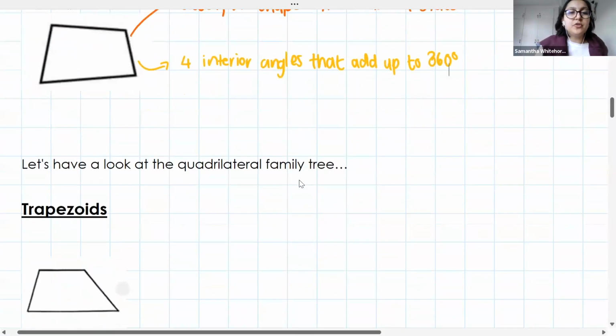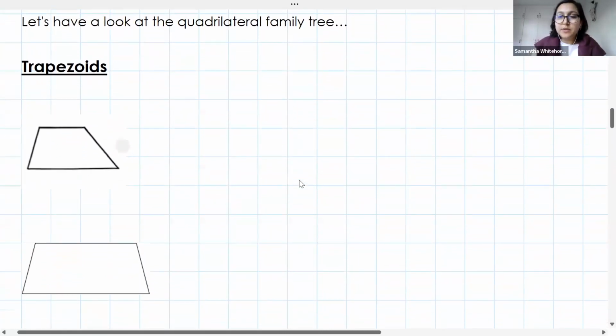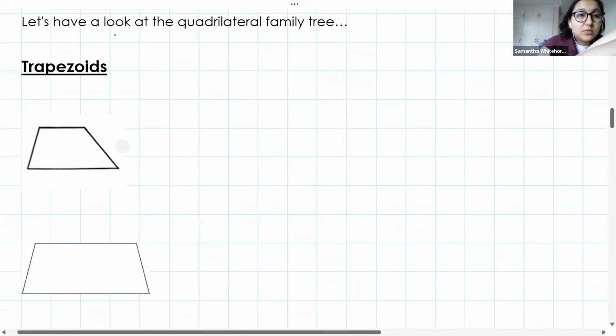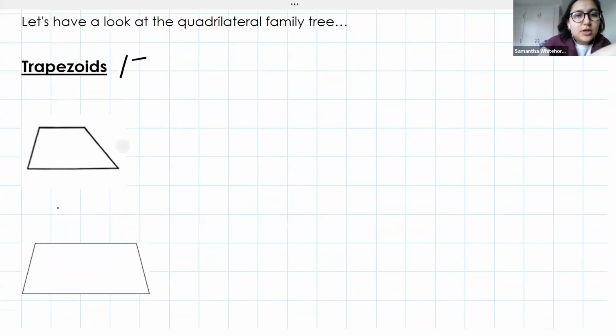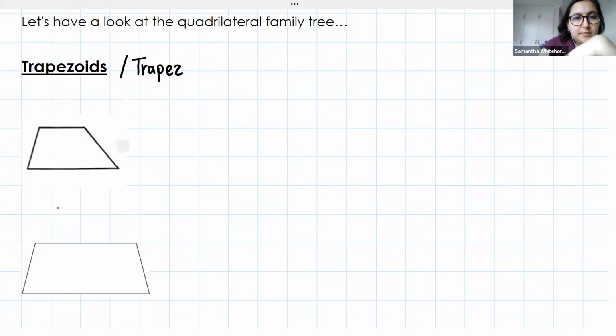All right, so guys, the first quad that we're going to have a look at is trapezoids, or sometimes we call these trapeziums. I actually don't call them trapezoids. I call them trapeziums. Don't know why I then put trapezoids there, but it doesn't matter. Trapezoids, trapeziums, doesn't really matter. They're synonyms for the same thing.